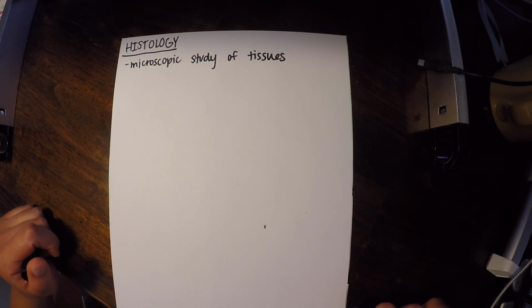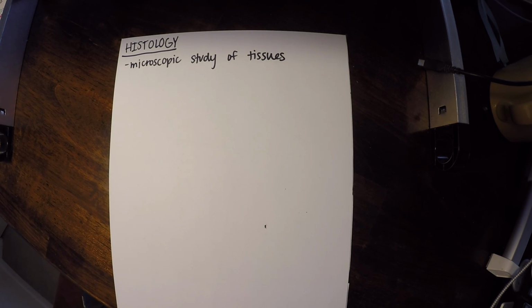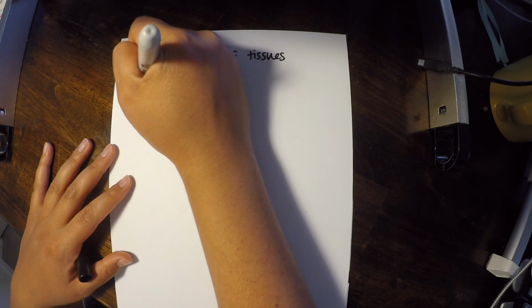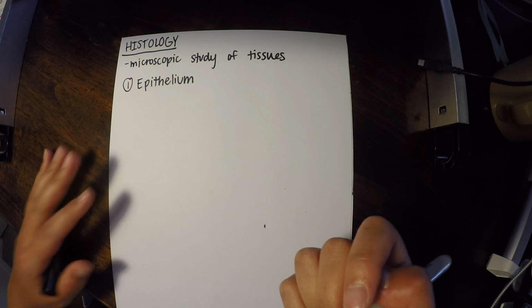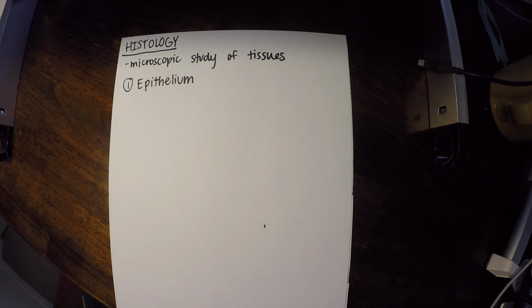Now, I'm going to organize this in an outline fashion, so it'll keep things a little bit easier and more straightforward in our head. For histology, there are 4 main categories of these microscopic tissues. The first one we're going to look at is called epithelium. Epithelium is essentially going to be the lining of any surface, and for this, the cells are going to be very tightly packed.